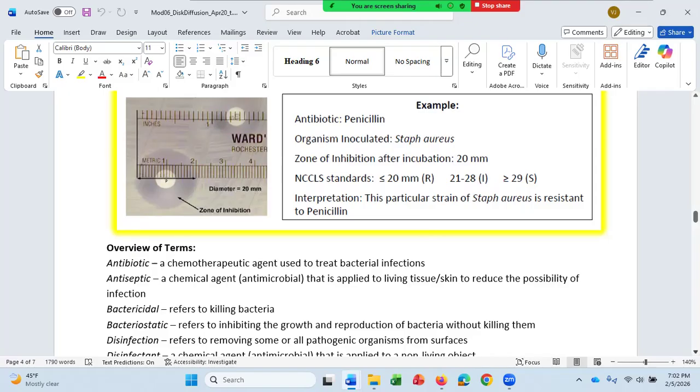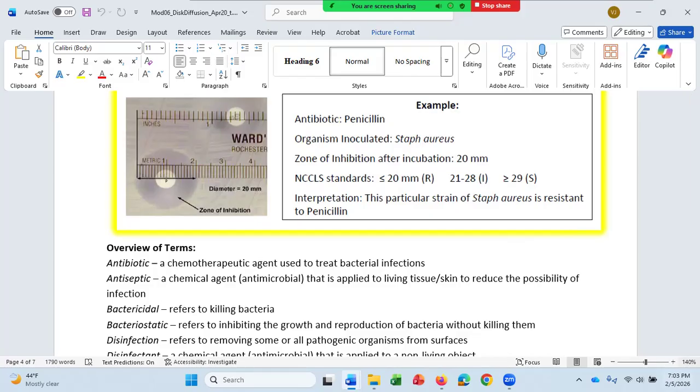And that's how you determine if a bacteria is sensitive or resistant to an antibiotic. You have to go through the exact Kirby-Bauer method detailed here. Measure the size of the zone of inhibition in its diameter, compare that to the NCCLS standards, and then you can determine whether this species of bacteria is resistant or sensitive to this antibiotic. Any question about any of that?